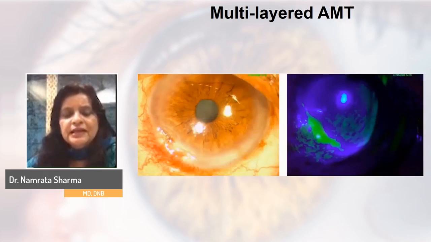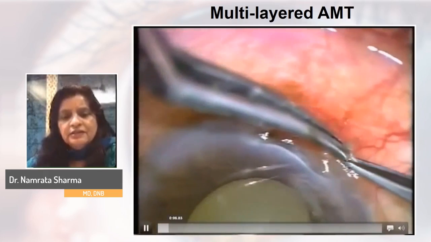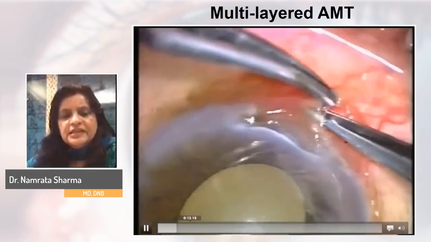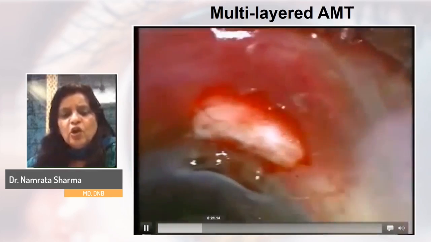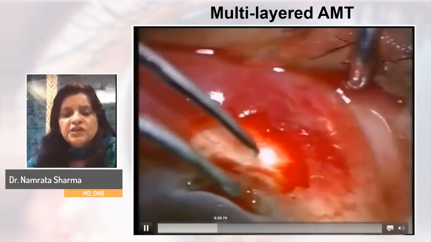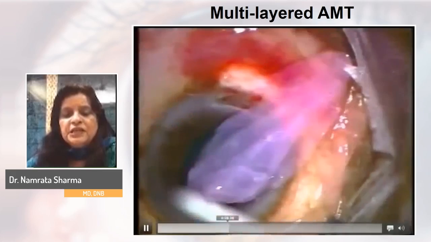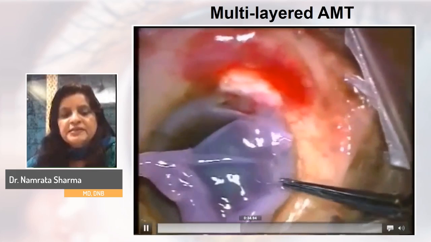This is a case where multi-layered AMG was planned, and I think Vikas showed a beautiful video, but this is a case of PUK. So you have to do conjunctival resection in this. I always like to combine conjunctival resection with glue, or with patch graft, or with amniotic membrane transplantation, because you don't want the vessels, which have immunological mediators, coming there.